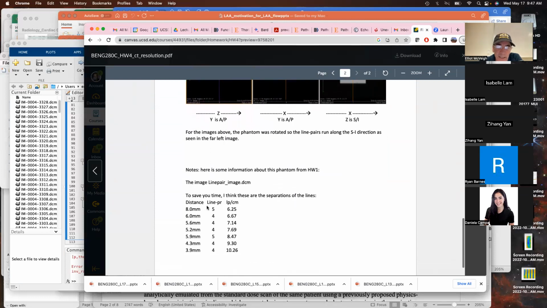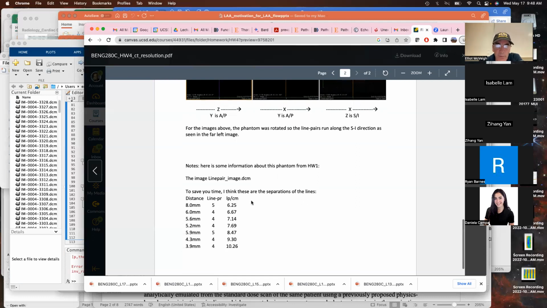Okay, and then I think these were the distances between those drilled holes. So you don't have to measure these again. This is the true difference. And then this gives you the line pairs per centimeter for plotting the MTF.